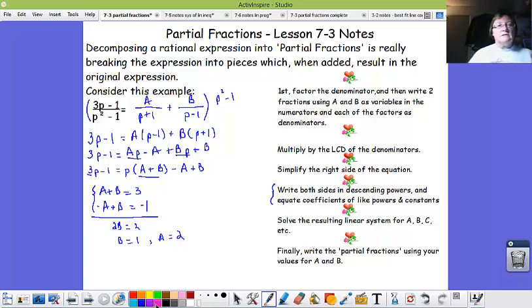I'm going to switch colors because this is the answer to my problem. 3p minus 1 over p squared minus 1 is the same thing, or has the same value as, A, and that goes over, so 2 over p plus 1, and then plus B, and B was 1 over p minus 1. And what we've done, again, we've taken that rational expression and broken it up into pieces that when you add them together would get you back here.